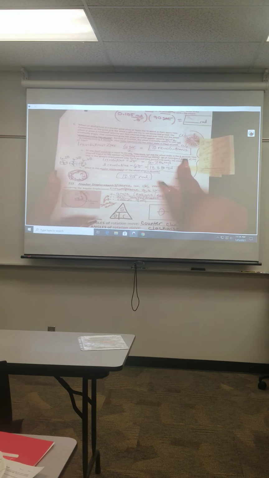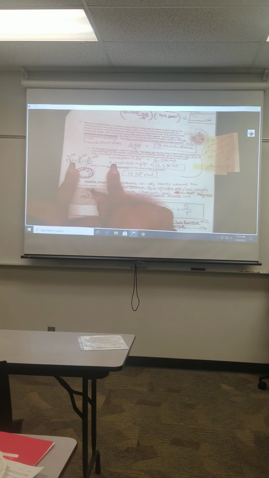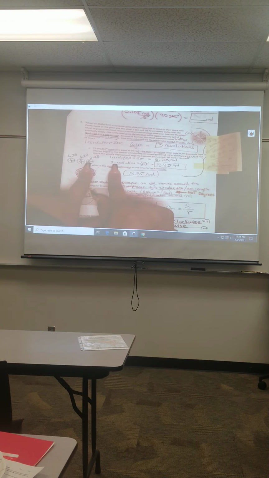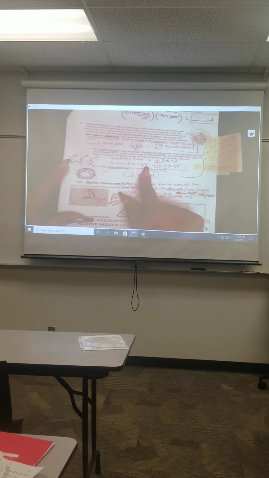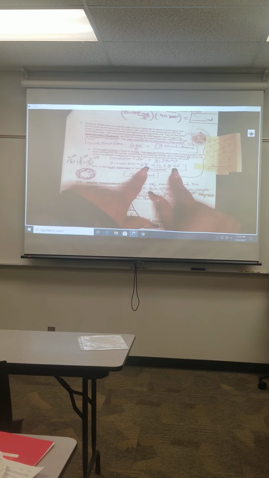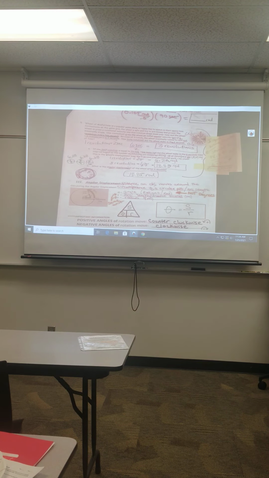Well, in 6 seconds, my wheel made 3 revolutions. 1, 2, 3. So it ended up being 6 pi's. 1 pi, 2, 3, 4, 5, 6. So how many rads did it make? 6 times pi is actually 18.85. I don't know what I was doing there.